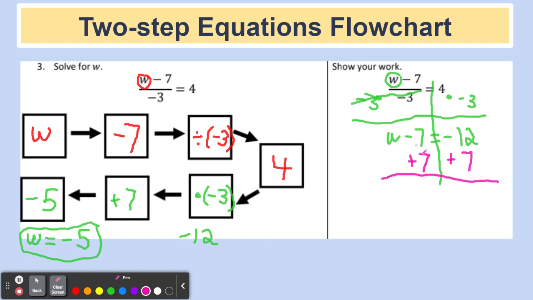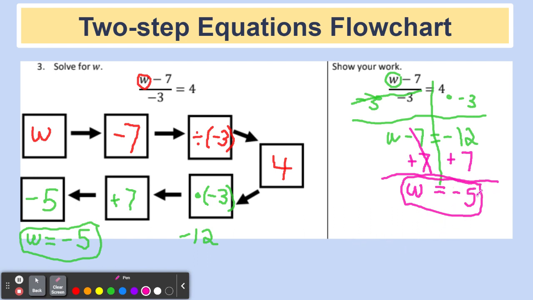Negative 7 plus 7 equals 0. So these cancel out, and I'm left with just W on the left-hand side of my equation. On the right-hand side, I need to add negative 12 plus 7 equals negative 5. So whether I use my box method or I solved it algebraically, my answer was that W equals negative 5.